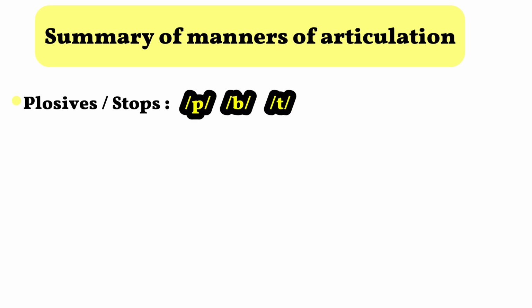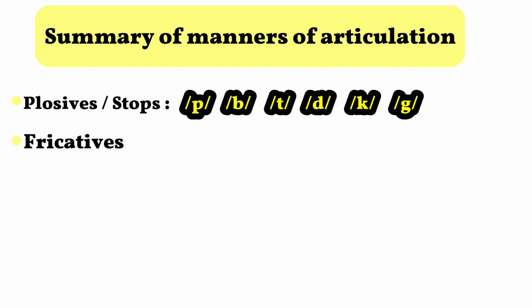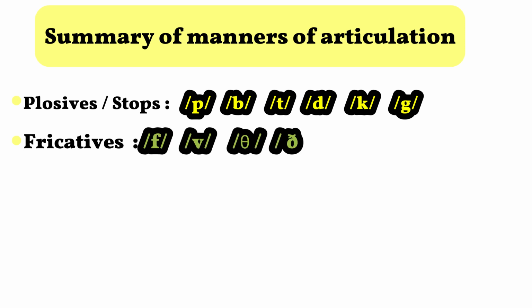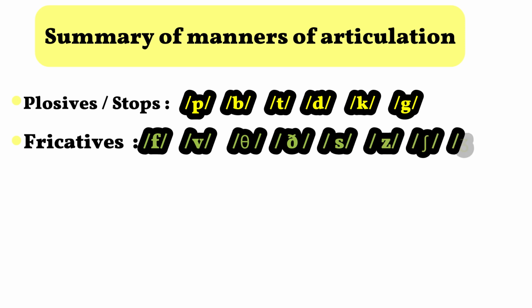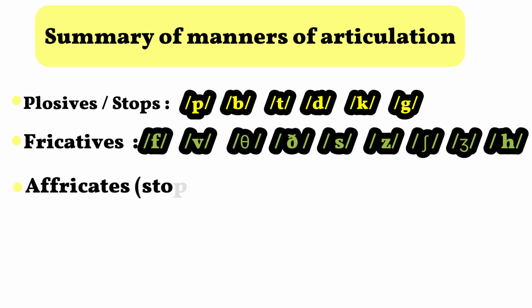Summary of manners of articulation. We have plosives or plosive stops, like p, b, t, d, k, and g. We also have fricatives, f, v, th, th, s, z, sh, zh, and h. This is glottal. We have also affricates. We have a stop and a frication.